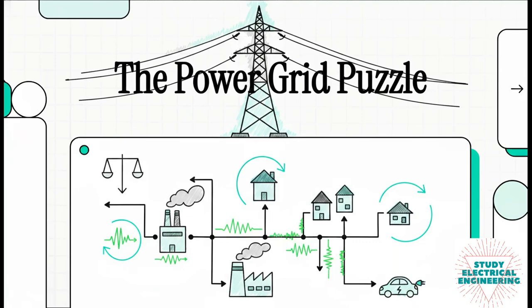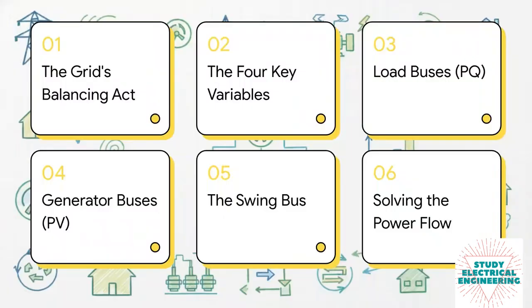Okay, picture a massive transmission tower for a second. Ever wonder why the whole interconnected system doesn't just collapse? Welcome to this explainer. Today, we're diving straight into the absolute puzzle that is keeping our massive electrical grids perfectly balanced and stable. Here is how we're breaking it down today.